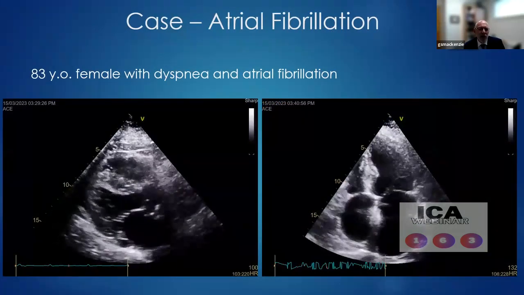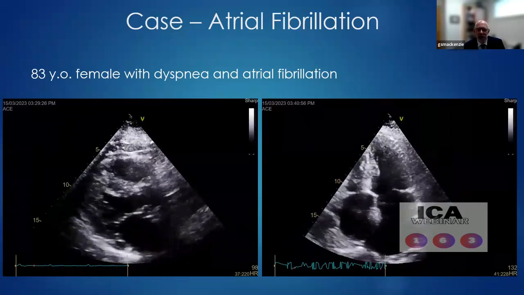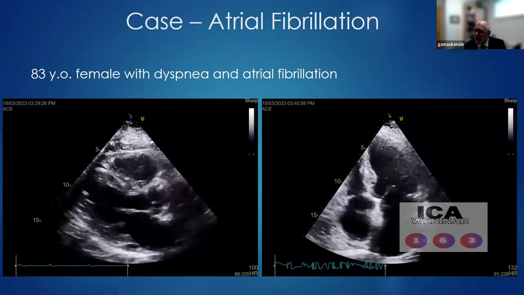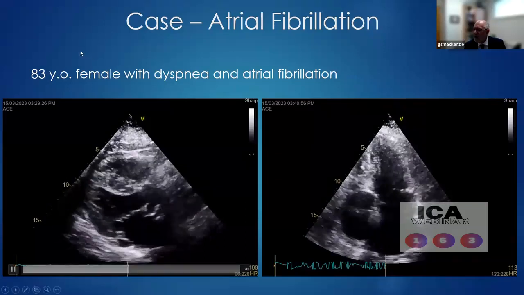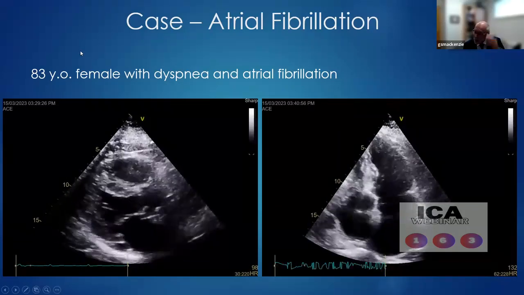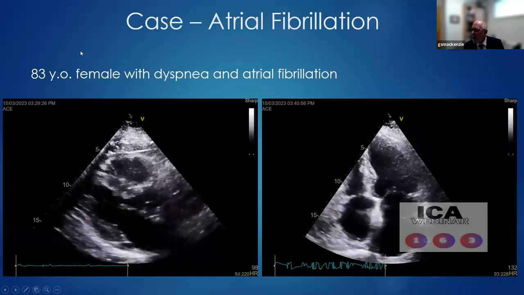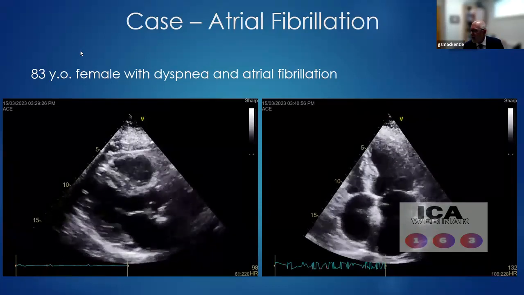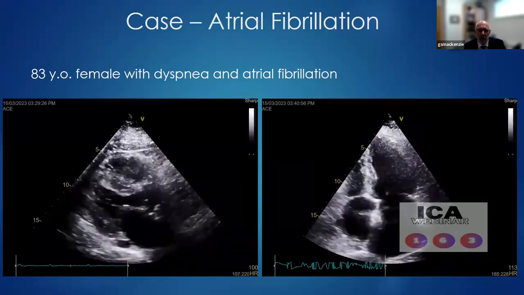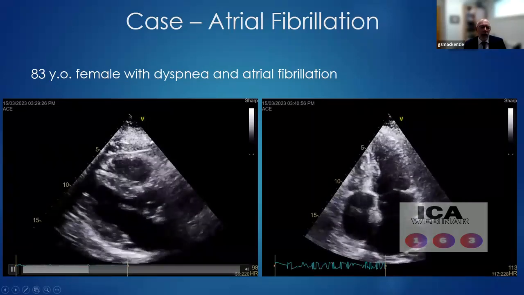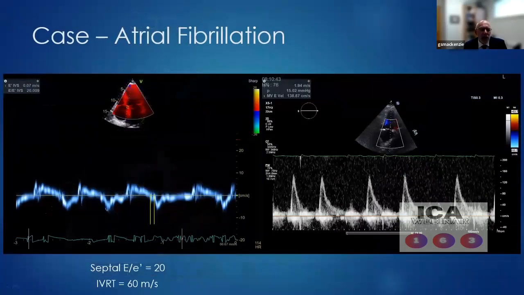This is an 83-year-old female with dyspnea and atrial fibrillation. Parasternal long axis view on the left, apical four-chamber on the right. We have relatively well-preserved systolic function, a thick heart, and a big left atrium, which you can really appreciate from the four-chamber view. In this particular patient, the septal e' measurement was 20, and the IVRT that we measured on the tissue Doppler was 60. So both of those criteria would suggest that this patient has elevated left atrial pressure.